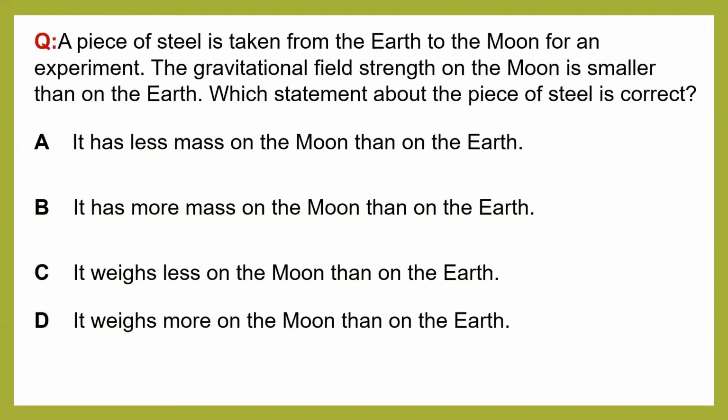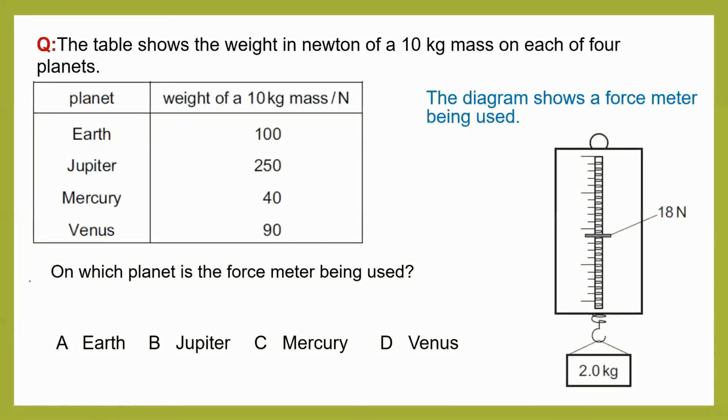A, it has less mass on the Moon than on Earth. That's not possible. Mass remains the same. B, it has more mass on the Moon than on Earth. The mass remains the same again. C, it weighs less on the Moon than on Earth. Yes, the value of G is less on the Moon as compared to Earth. So that is the answer of the question that we have.